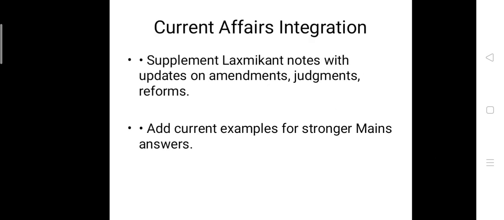Next, current affairs integration. It is also important during current affairs. Some people use daily current affairs reading, but some aspirants use a monthly magazine. So you have to try to correlate the present relevance with the polity you learn in Laxmikant. Supplement your Laxmikant notes with updates on amendments, judgments, reforms, and current examples for stronger mains answer writing. Whatever the question is asking, you have to give the particular things in answering those in terms of mains answer writing.